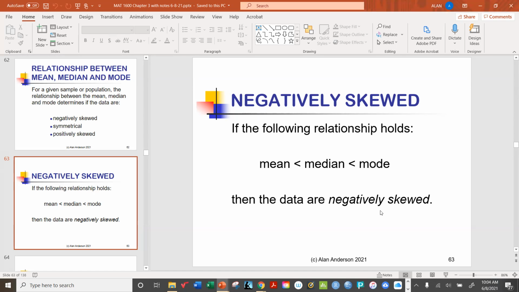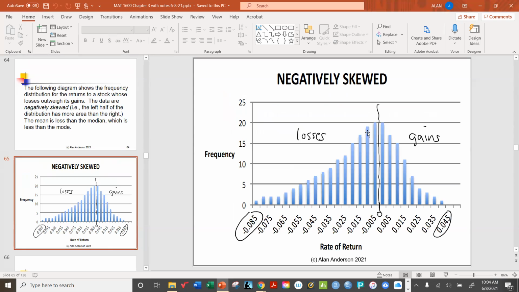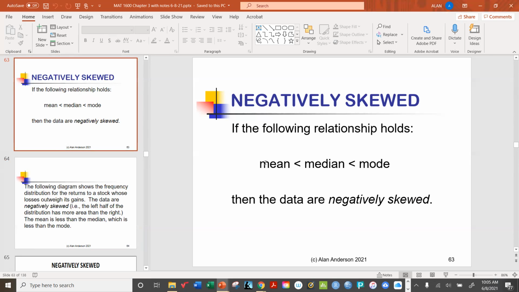where the mean is less than the median, which is less than the mode. And in the picture, you can see in this case, when we're describing stock returns, that the losses by far outweigh the gains. So this data set is said to be negatively skewed. And you can tell without the graph because if you were to calculate the mean, median, and mode, you'd see that they have this particular relationship between them.